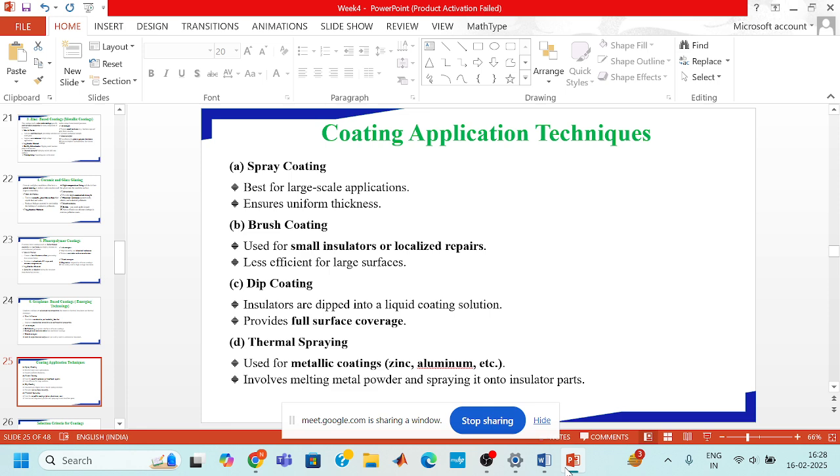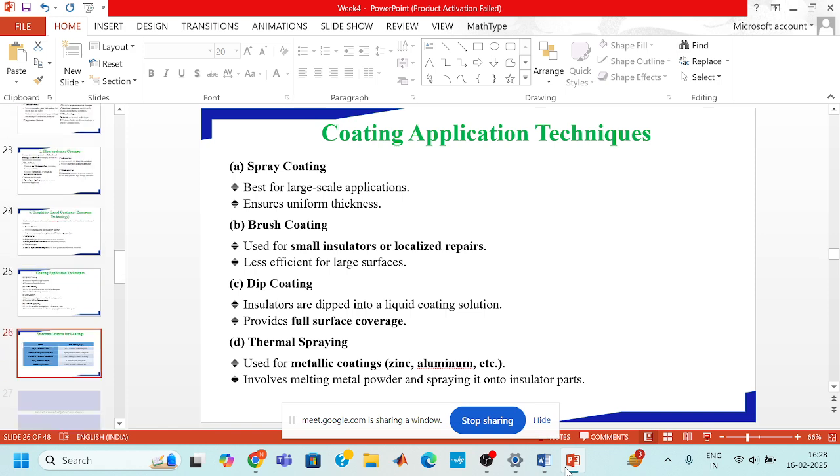C is dip coating, in which insulators are dipped into a liquid coating solution, as we discussed in zinc coating where insulators are dipped in molten zinc, and it provides full surface coverage. And D is thermal spraying. It is used for metallic coatings like zinc and aluminum, and it involves melting metal powder and spraying it onto the insulator parts. So these are the coating techniques by which coatings are done by different methods.